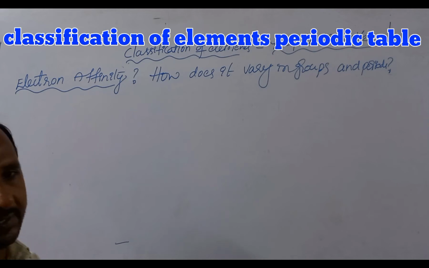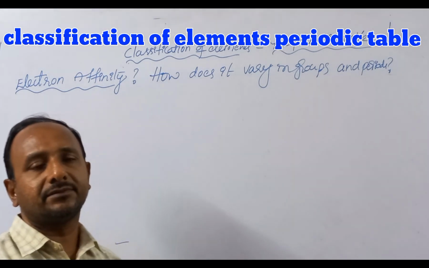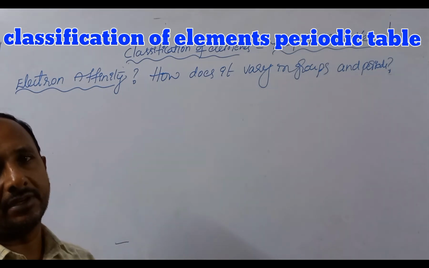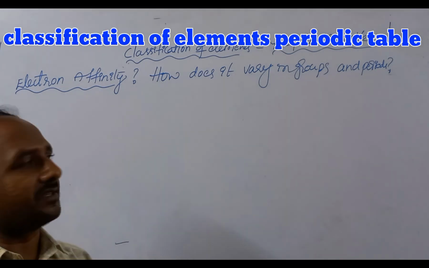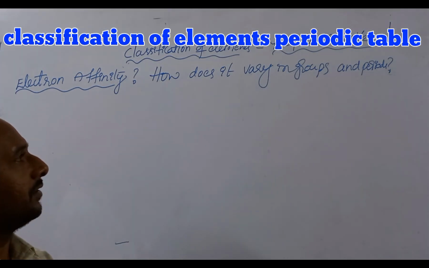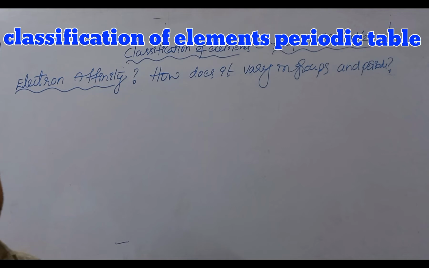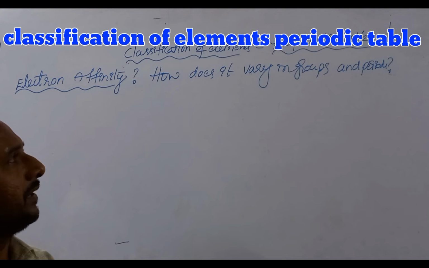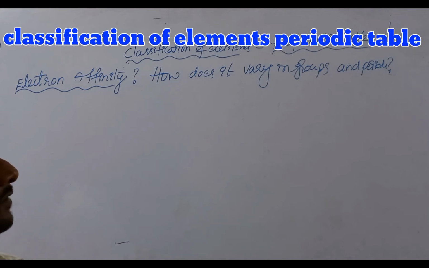Next, one more important topic. What is electron affinity? How does it vary in groups and periods? In the previous videos, we explained what is atomic radius, how it varies in groups and periods, what is ionization energy, and how it varies in groups and periods. You can see all these topics in the Classification of Elements and the Periodic Table playlist. Many important topics are there.